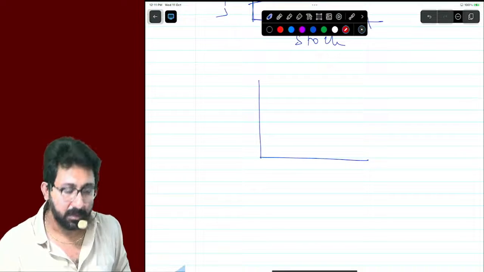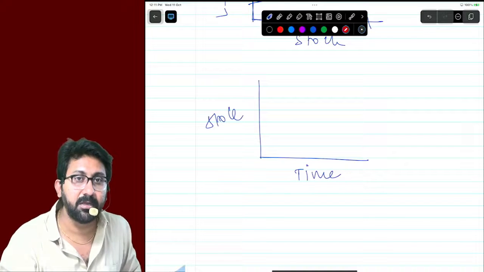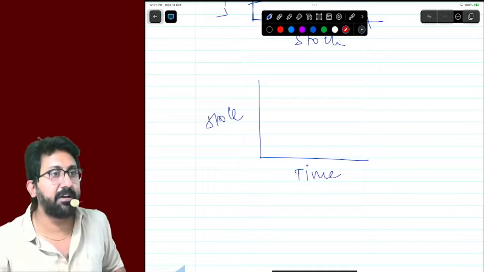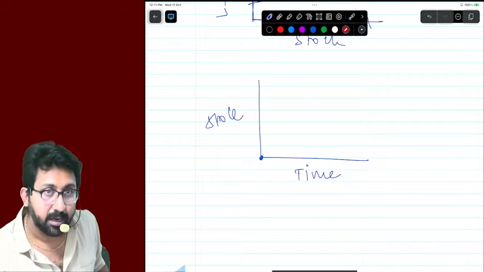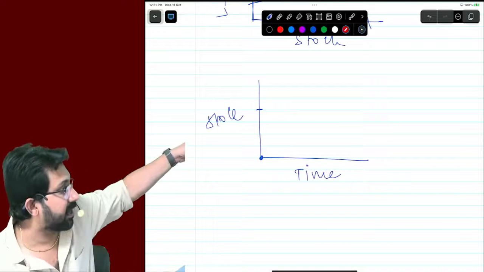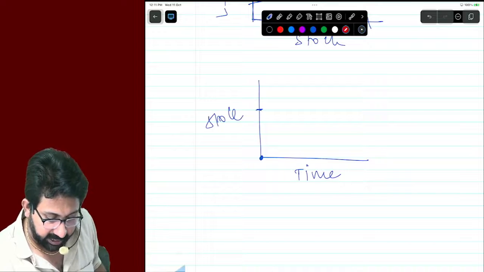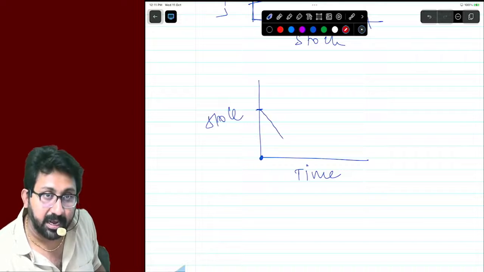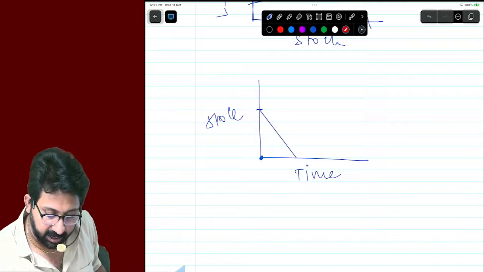If you observe a graph this way, see here. Time, stock. How will it look? Today, company started at this stock level. See the mark. Started at this level. Daily it will consume the material. It will come down. Again, at a point, they will again buy the stock.